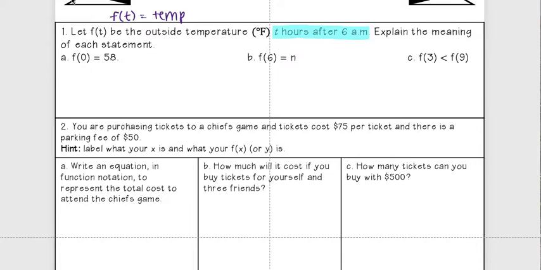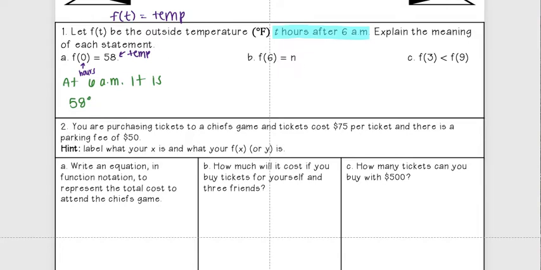Looking at this first one, I have f of 0 equals 58. Well, I know I'm inputting my time, or the hours, so I know it's been 0 hours, and I'm outputting my temperature. So this is saying 0 hours after 6 a.m. it is 58 degrees. In other words, that means at 6 a.m. it is 58 degrees.